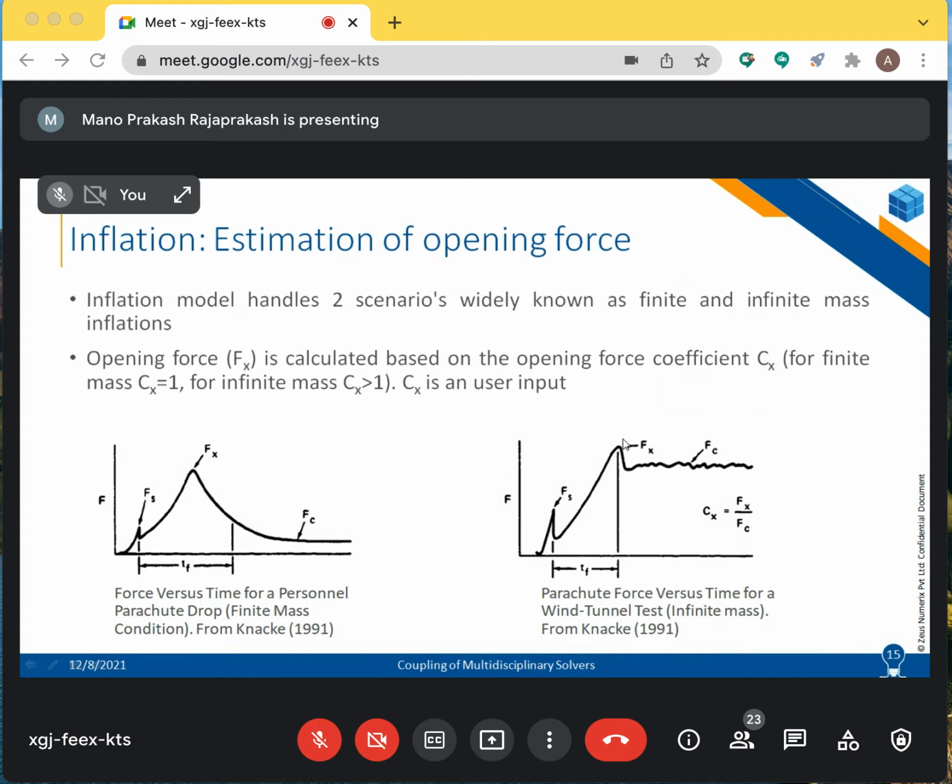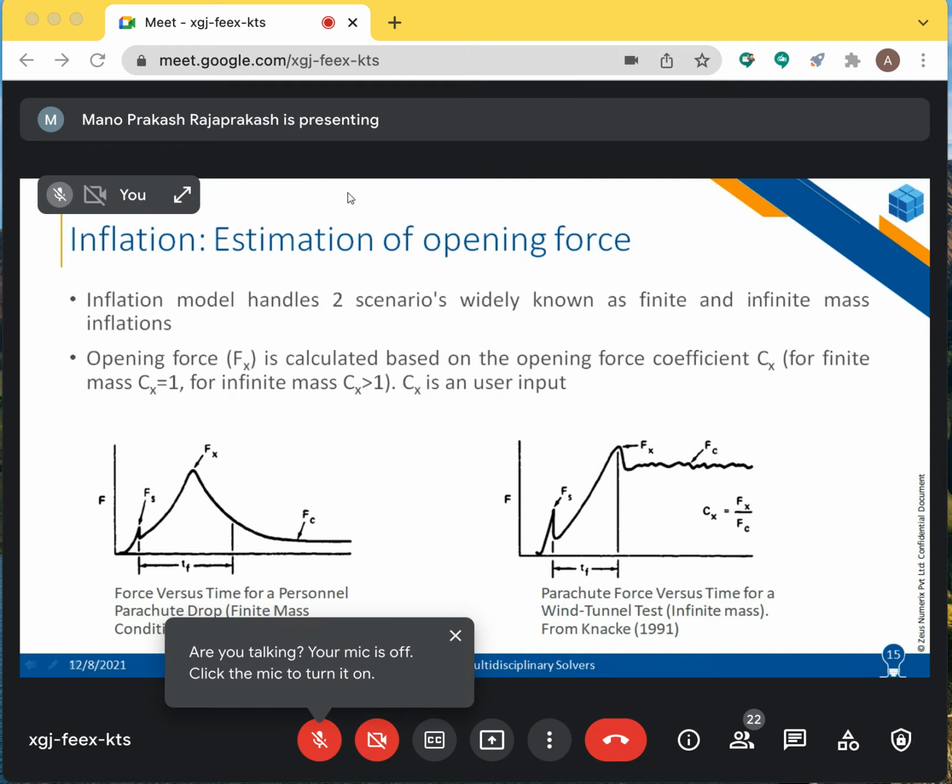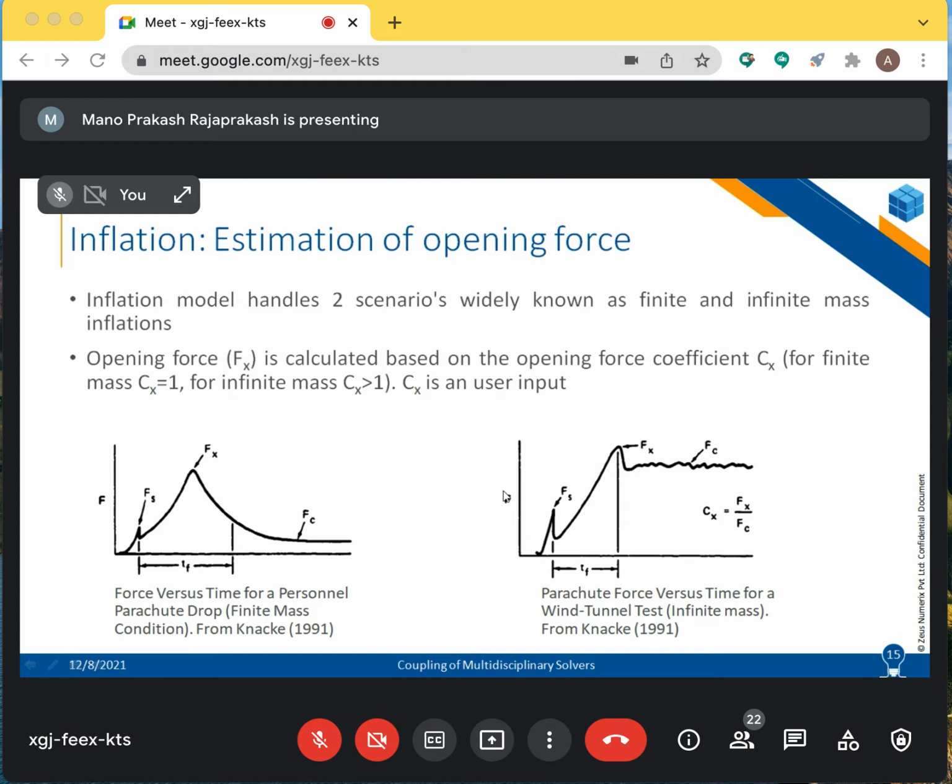in the forces. That is the opening. This is called the opening shock load, and then it gradually settles down to a steady state load. This brief overinflation is because of this infinite mass condition. At this particular moment, the parachute canopy is going to overinflate. Its current diameter is going to be more than its maximum capacity, and then it is going to ultimately settle down to its nominal size. That is basically the difference between a finite mass and an infinite mass.